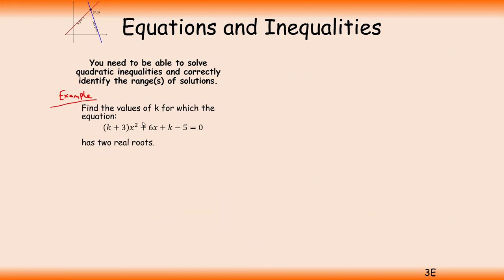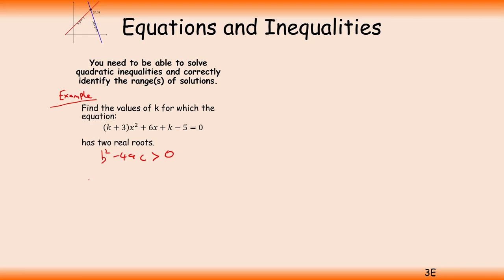So our third example then, it says find the values of k for which the equation k plus 3 x squared plus 6x plus k minus 5 is equal to 0 has 2 real roots. So it's got to have 2 real roots. Now, in order to have 2 real roots, the discriminant must be greater than 0. Now our discriminant, if you recall, is b squared minus 4ac, and it's got to be greater than 0 for it to have 2 real roots.